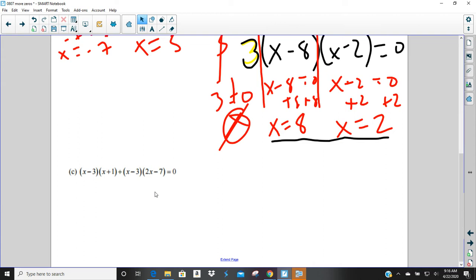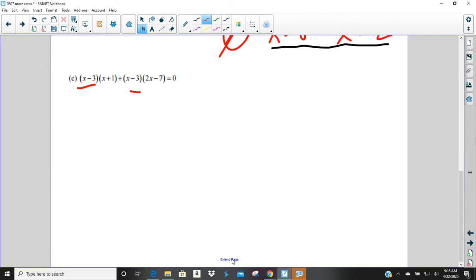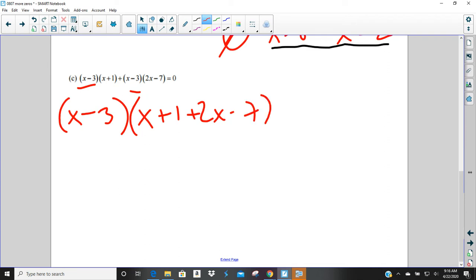But if you notice, I have two x minus 3s. So that's my GCF. I'm going to take that out and put together what's left over. Do we remember this? Yes, no, maybe so? So we're going to do x minus 3. What am I left with? I'm going to write it out. I'm left with x plus 1, and plus 2x minus 7 equals 0.